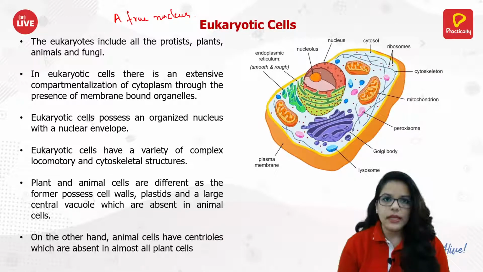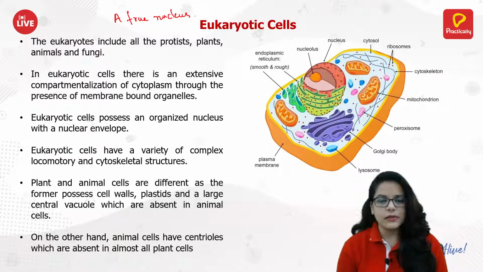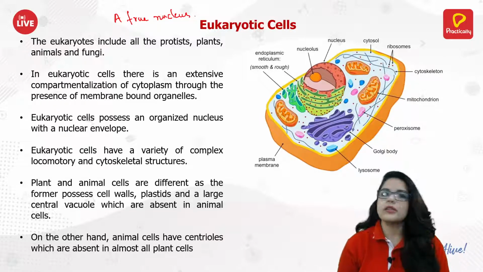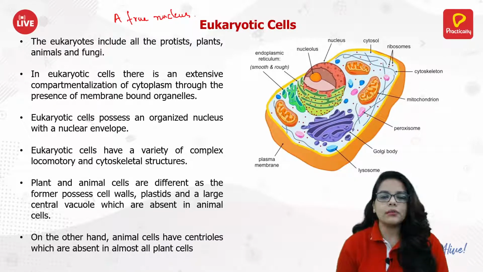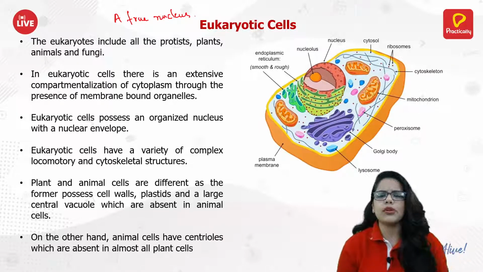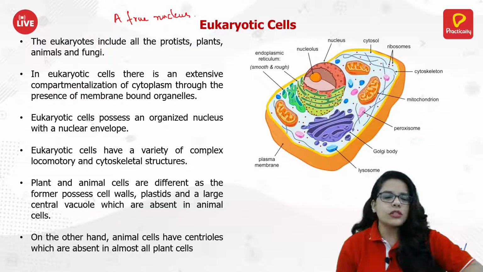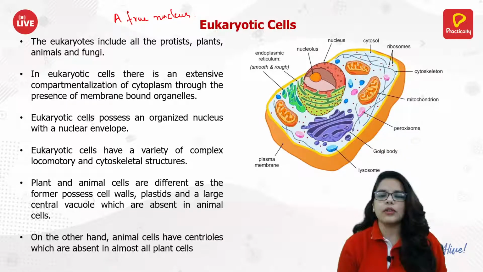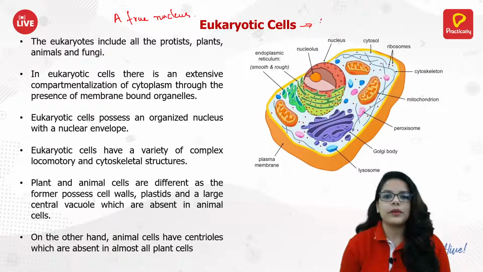Apart from that, there are n number of organelles present in eukaryotic cells, because in prokaryotic cells we did not have proper organelles. There were just ribosomes, that's all, and some cytoplasmic things. There was nothing else. But here you can find a lot of organelles. You can find mitochondria, lysosomes, vacuoles, chloroplasts. Different kinds of cells have different kinds of organelles. So that's why it is a developed cell.